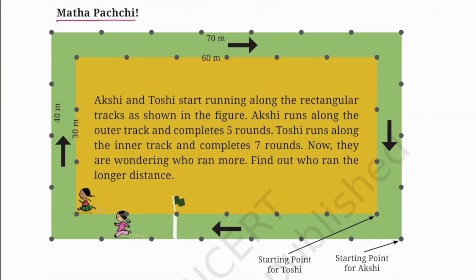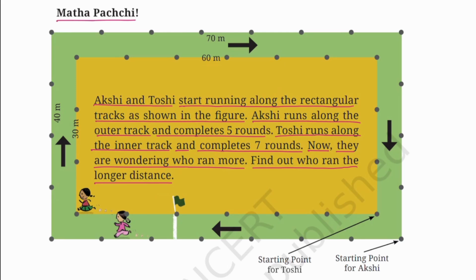Akshi and Tosi start running along the rectangular track as shown in the figure. Akshi runs along the outer track and completes 5 rounds. Tosi runs along the inner track and completes 7 rounds. Now they are wondering who ran more. Find out who ran the longer distance.